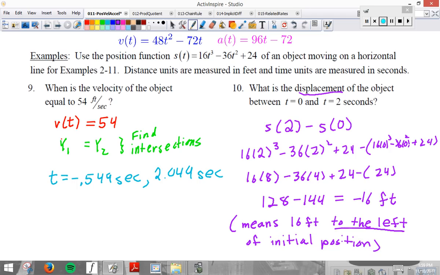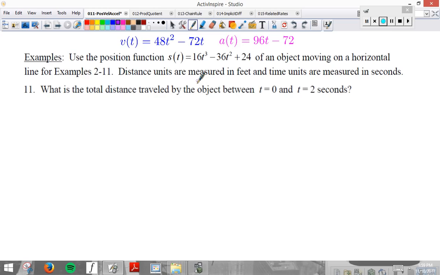That's it. If it was a positive 16, we would say 16 feet to the right. If it was 0, we would say it doesn't differ from its initial position. And then usually whenever I ask you about displacement, I will follow it up with a question of the total distance.